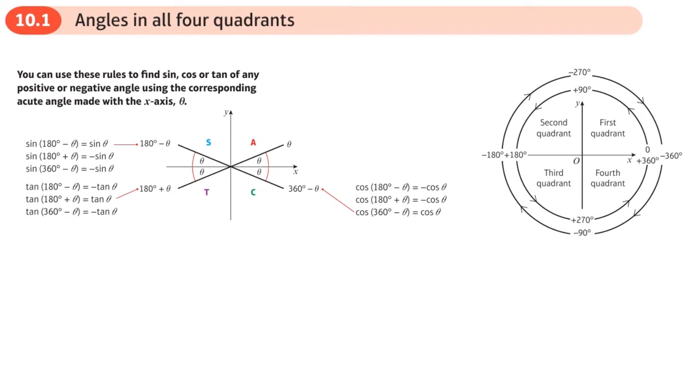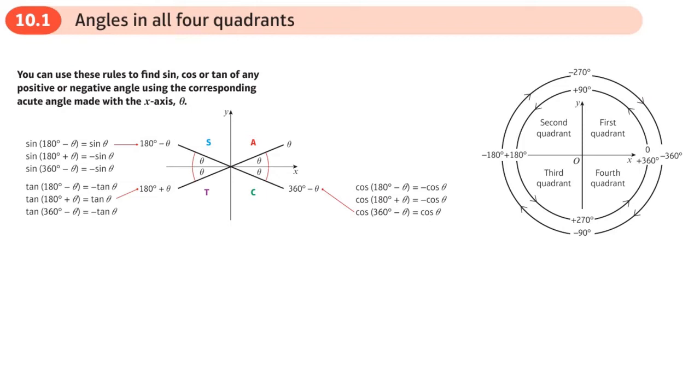This is the first section in Chapter 10, Trigonometric Identities and Equations. Although it's a very complex looking diagram, I'll try and make it straightforward for you. This is all about angles basically, and finding the sine, cos and tan of an angle.